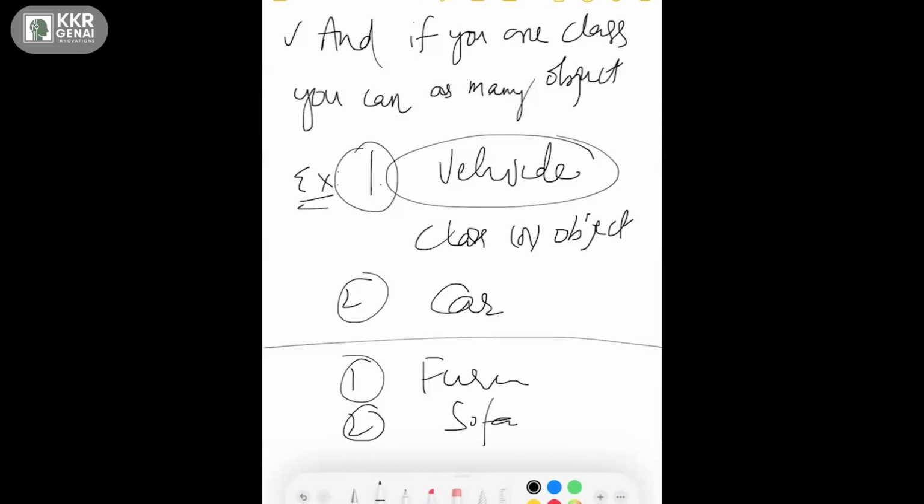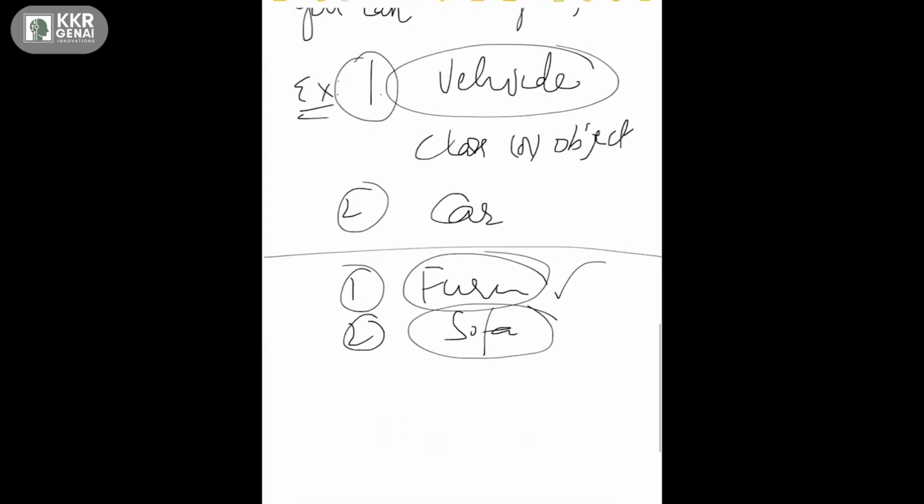How are you defining that? Because for a class you can't touch and feel it. So if you take furniture, can you touch the furniture? No. But if you want to touch a sofa, you can do that. So as someone rightly mentioned, furniture is a class and sofa is an object. And what about vehicle and car? Vehicle is a class, and car is an object.